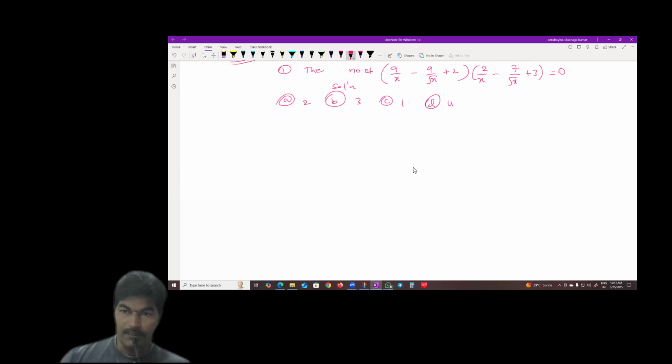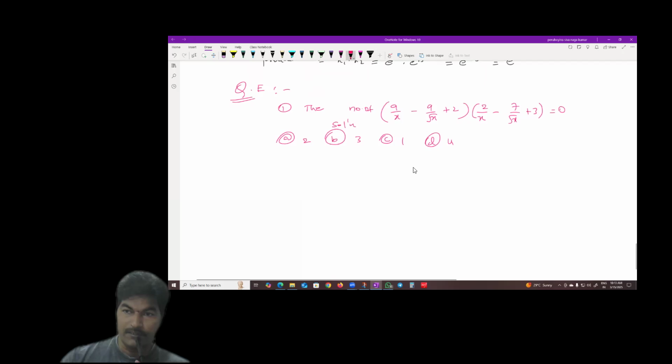So here you can see two different equations. Root x you can see everywhere. So what are you going to take? Let us equate the individual values as t's. Let root x equal to t. Then automatically x is equal to t square.